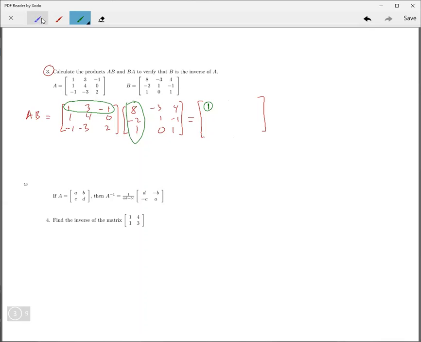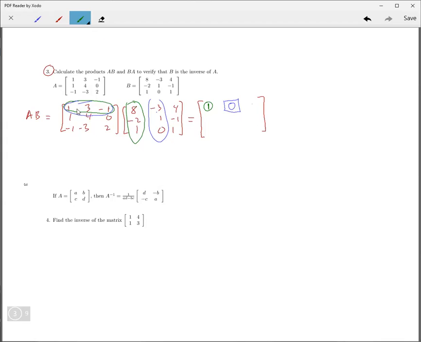Okay, and then for this entry, it's going to be this row and the second column. This is the first row, second column. So that's going to be 1 times -3, that's -3, plus 3 times 1, that's 3. So -3 plus 3 is 0, and then -1 plus 0 is 0. So that's going to be 0. Okay, and then just continue on there.